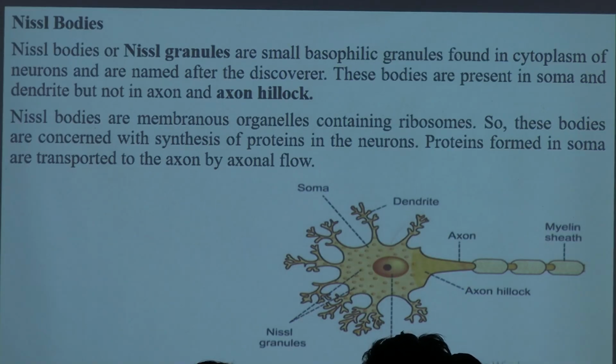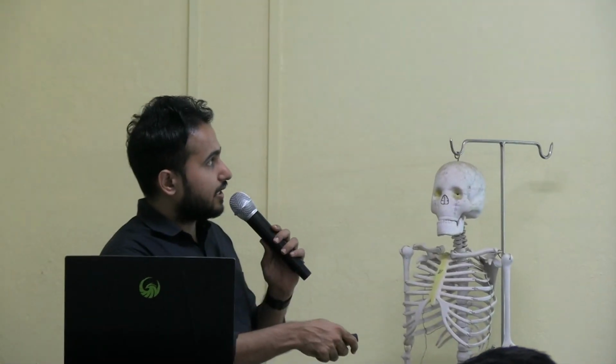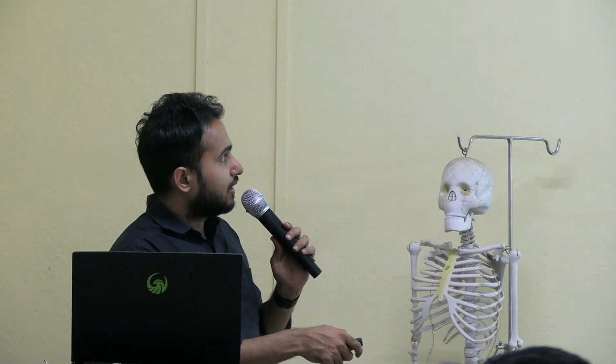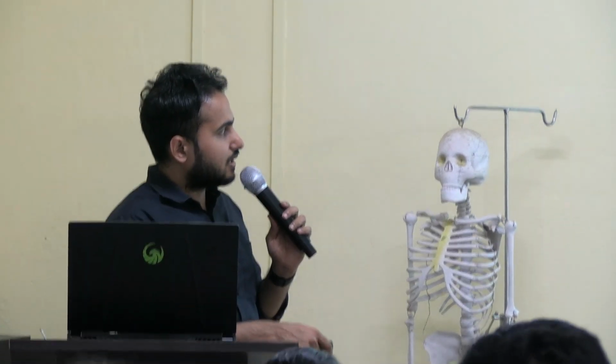When you take the cell and do the H&E staining, you will see the basophilic granules. Those basophilic granules are present in the cytoplasm as well as in the dendrites. But these basophilic granules are absent in the axon hillock and in the axon. These are the Nissl granules.